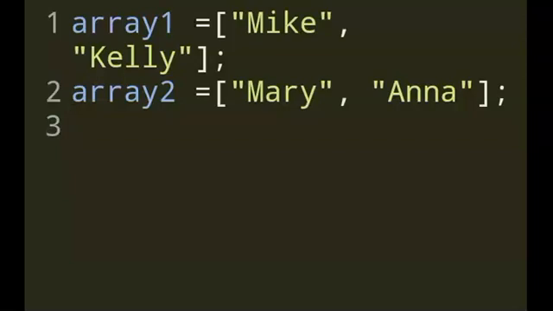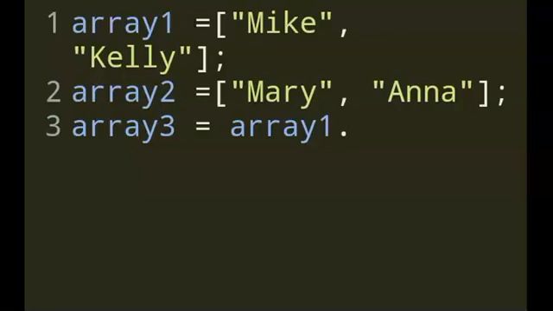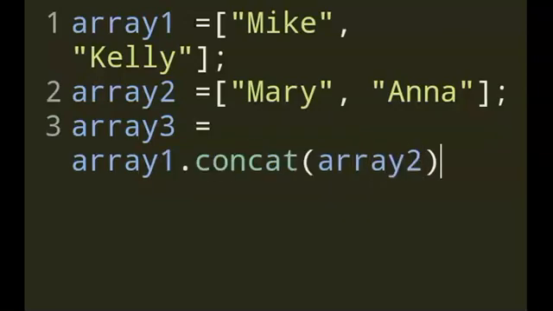So let's create a new array, array 3. Okay, how do you get array 3? By doing concat, or joining, array 1 and array 2. And how do you do that? You do it this way: array 1, then a dot, that is, you join them using a dot, concat, C-O-N-C-A-T, array 2, then the semicolon.